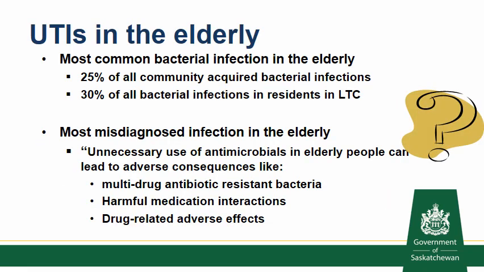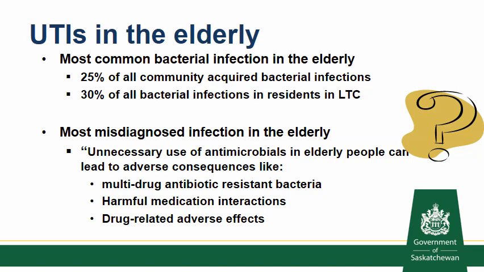As mentioned in Part 1 of our presentation on urinary health, urinary tract infections are the most common bacterial infection found in older adults. In the community, UTIs are the cause of 25% of bacterial infections in older adults, and in long-term care, that number rises to 30% of bacterial infections.